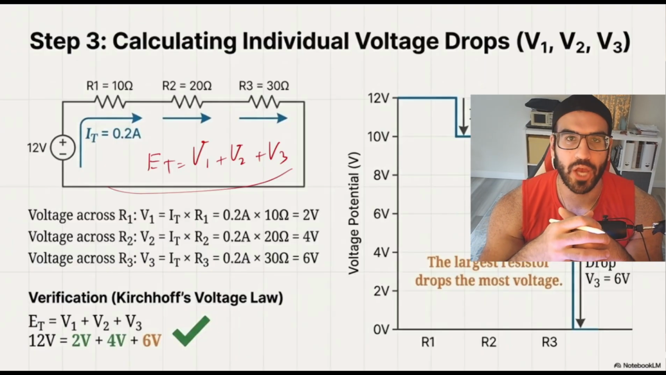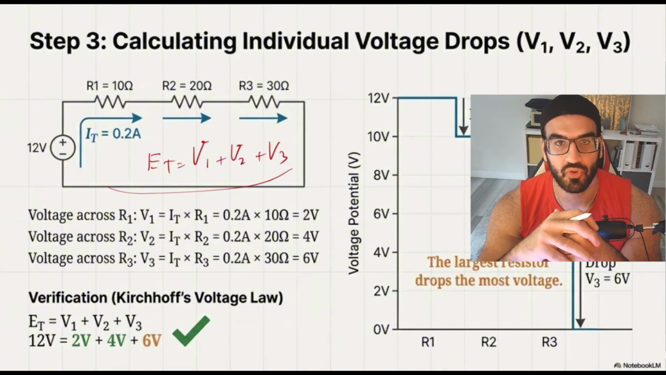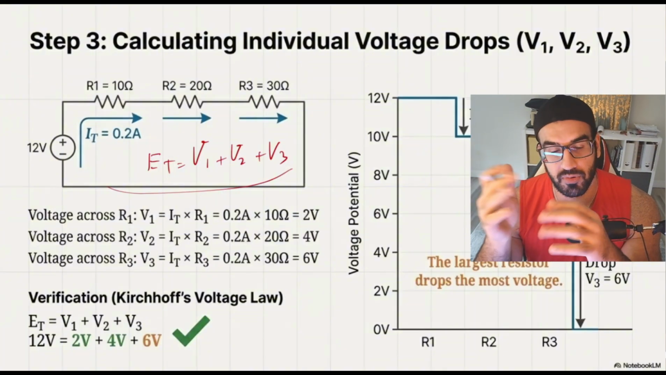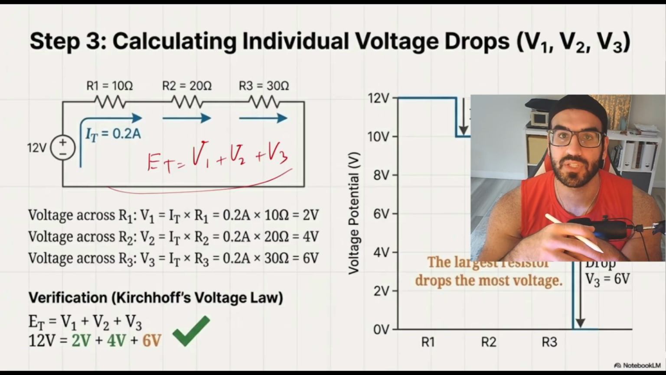You can see that I do have a 12 volt, and 12 volt is equal to the voltage of the first resistor plus the second resistor plus the third resistor. But this voltage is not a good one. Why? Because it's absorbing the energy from my source.